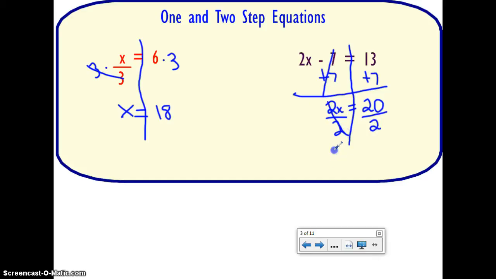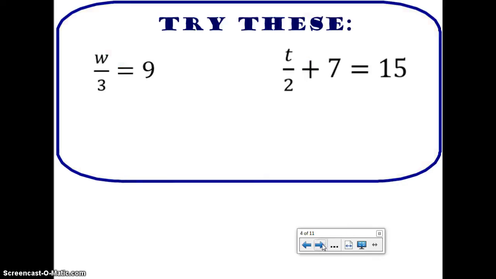2 divided by 2, I'm sorry, is 1, so that leaves me my 1x, and 20 divided by 2 is 10. Again, I can take it and plug it in. 2 times 10 is 20, minus 7 is 13, so I know I did it right. Just as before, there are two examples right here I'd like you to try on your own. So take a moment and pause the video, try them, and then when you're ready, we'll work them out together.